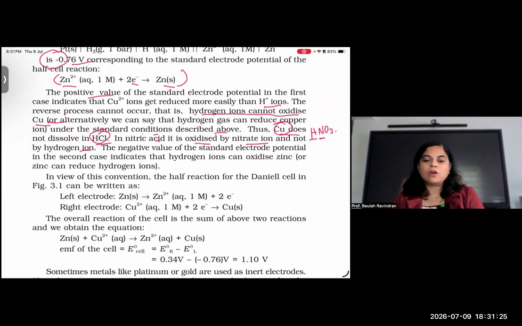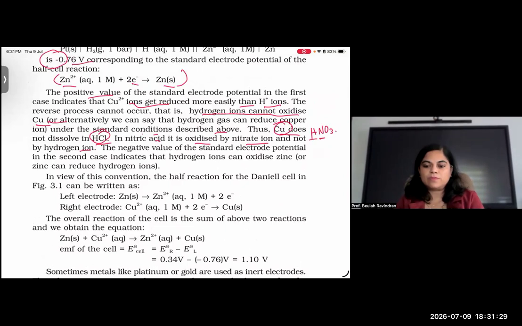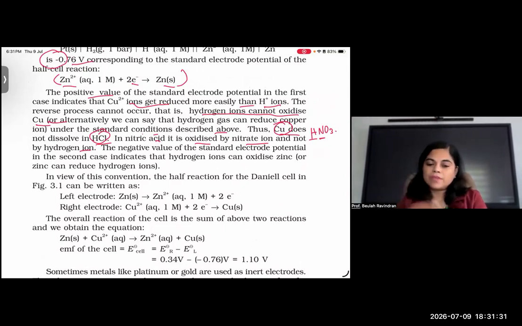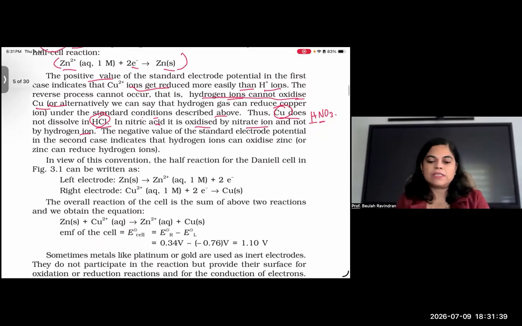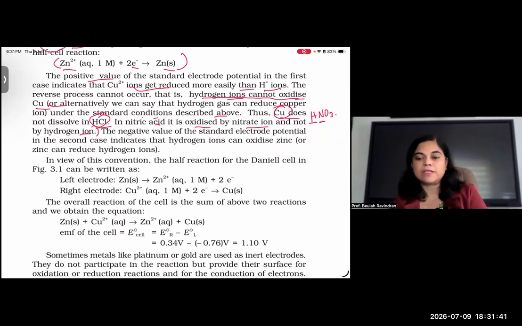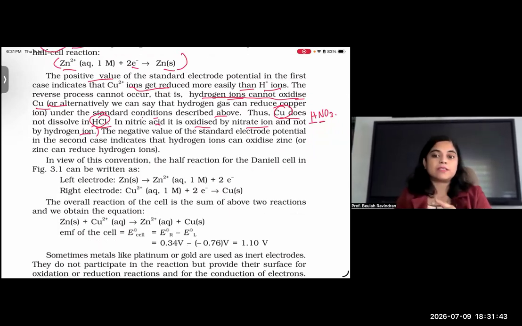Okay. So copper ions get reduced more easily than H plus ions, as we saw. So the reverse is not possible. That means hydrogen ions cannot oxidize copper. Now, this is the reason for HCl and HNO3. The negative value of the standard electrode potential in the second case, that is zinc, we saw, right? It indicates that hydrogen ions can oxidize zinc. Zinc can reduce hydrogen ions. So this is the case.